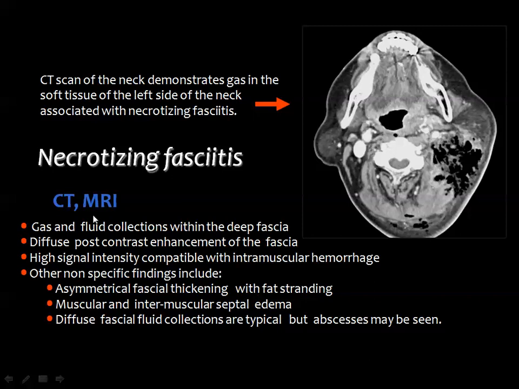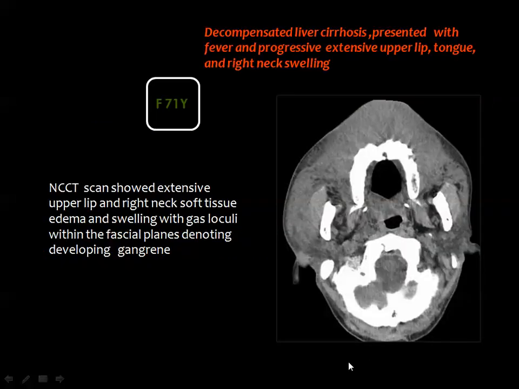Then the CT and MRI of necrotizing fasciitis can show gas and fluid collections within the deep fascia, diffuse post-contrast enhancement secondary to inflammation, high signal intensity compatible with intramuscular hemorrhage, which may be one of the findings, hemorrhagic areas, and asymmetrical fascial thickening, as you can see here, muscular and intermuscular septal edema with obliteration of the fat planes between the muscles, and fluid collections, which may be due to abscesses in the involved area.